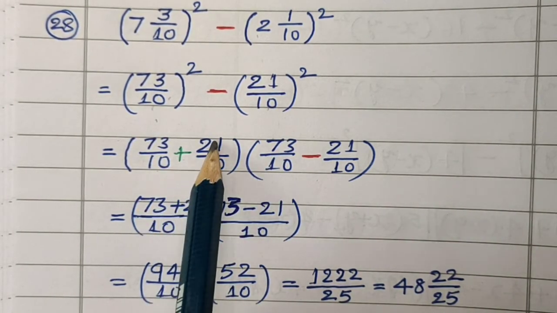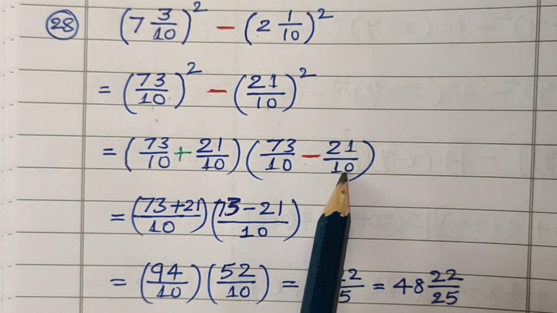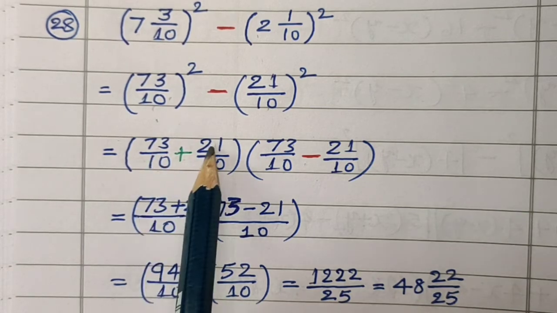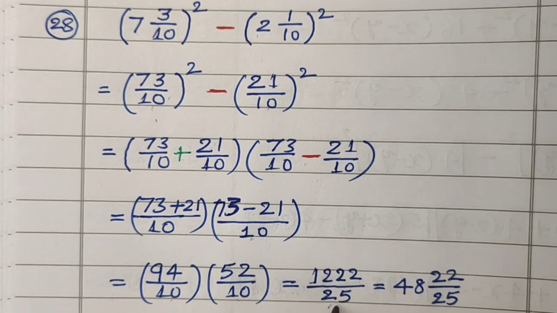73/10 + 21/10 and 73/10 − 21/10, take LCM as 10. 73 plus 21, 73 minus 21, you get 94 by 10 and 52 by 10. That is equal to 122 2/25 when you divide.